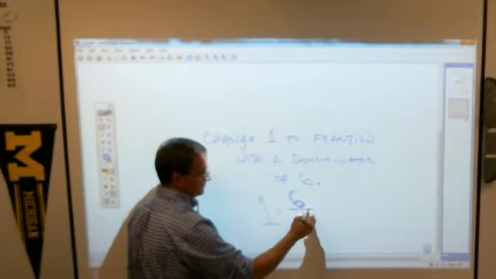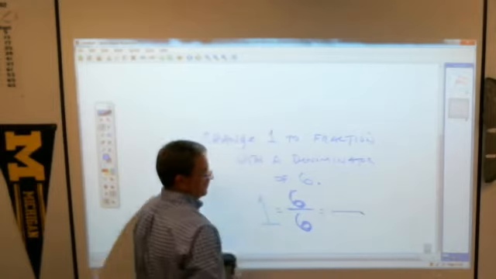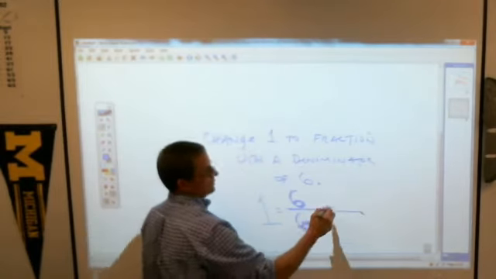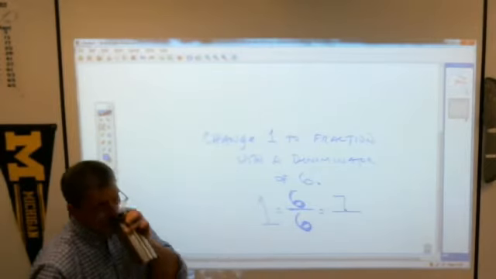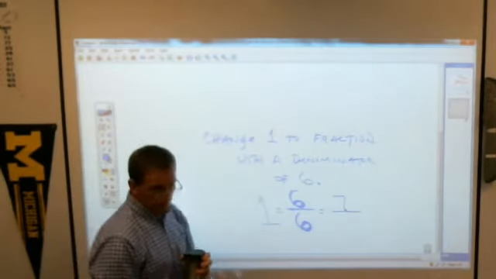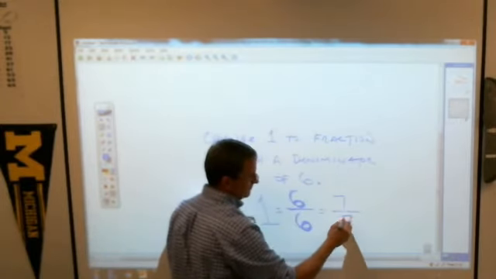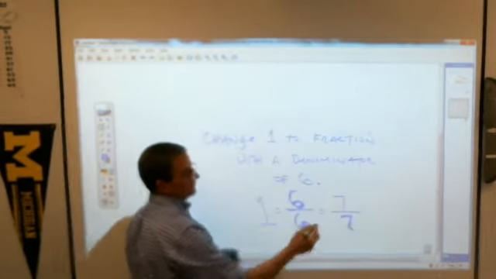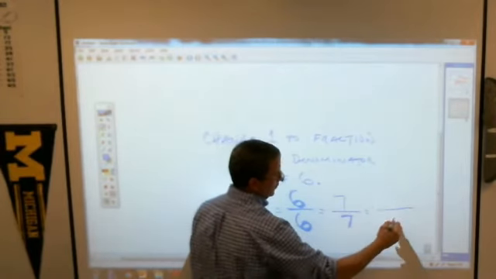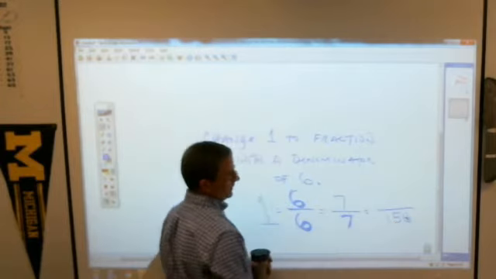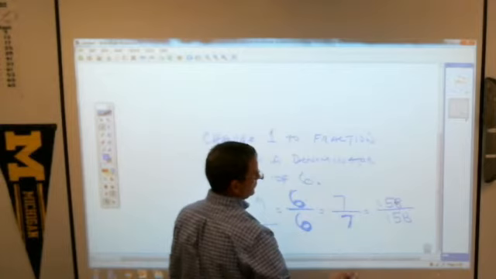Thank you, Alexa. If they told me to make 1 a fraction so that there's a 7 in the numerator, what would have to go on the bottom? 7. These are all equal to 1, by the way. If they told me my fraction that equaled 1 had to have a 158 on the bottom, what would have to go on the top? 158. So it's relatively simple.